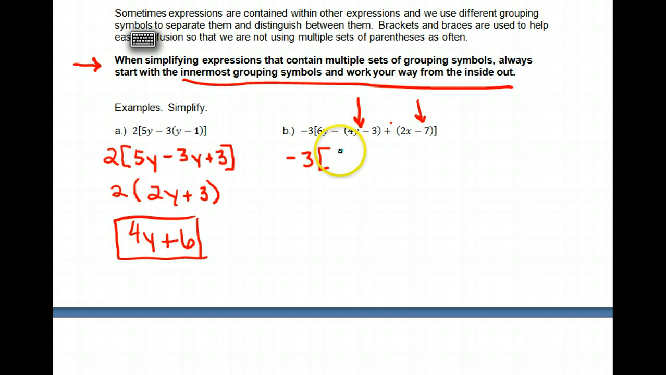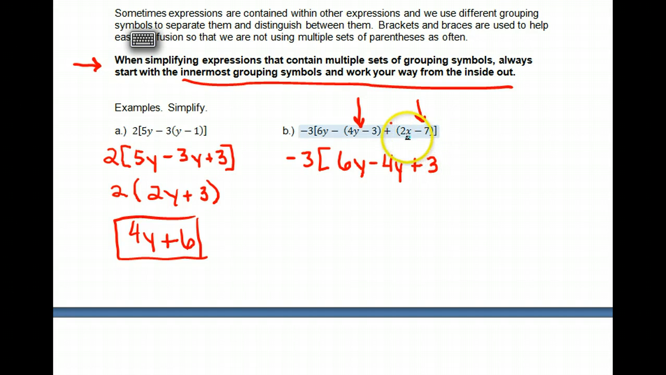So at this point in time, we're going to distribute our negative to the first quantity of 4y minus 3. So negative 1 times 4y gives us negative 4y, and negative 1 times negative 3 gives us positive 3.